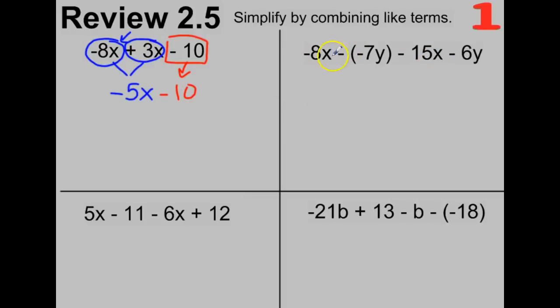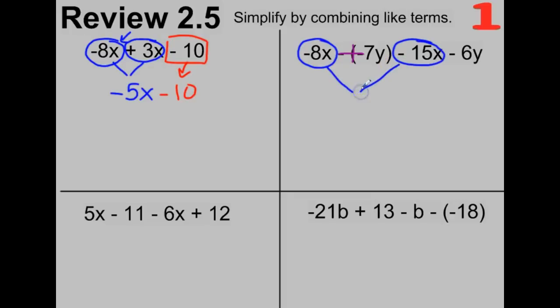Second one, we have a couple different terms here we can combine together. Before I start, I can see that we have two negatives next to each other. The opposite of a negative makes a positive. So I'm going to combine in alphabetical order. X comes first. I'm going to do the x's first. Negative 8 and negative 15.